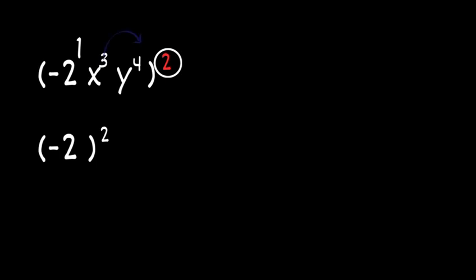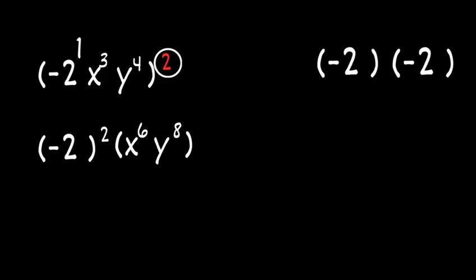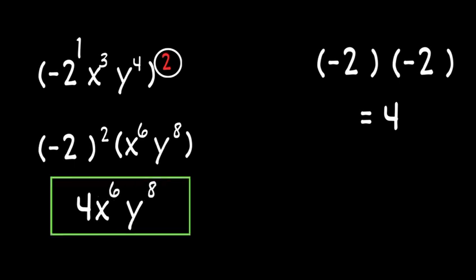Try this one. Negative 2x cubed y to the 4th raised to the 2nd power. Feel free to pause the video and work on that example. So this is raised to the 1st power, and we multiply by 2. We're going to have negative 2 to the 2nd power, and then 3 times 2 is 6. So we're going to have x to the 6th, and 4 times 2 is 8. So this is going to be y to the 8. Negative 2 squared, that's basically negative 2 times negative 2. That's equal to positive 4. So the answer is 4x to the 6th y raised to the 8th power.